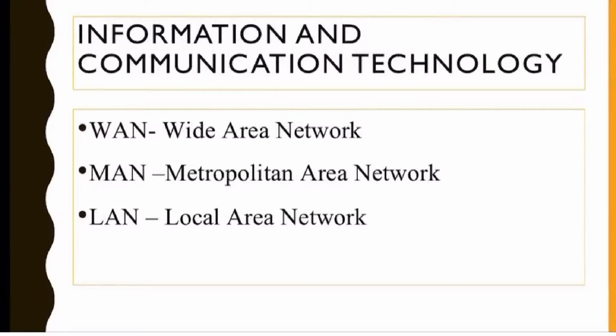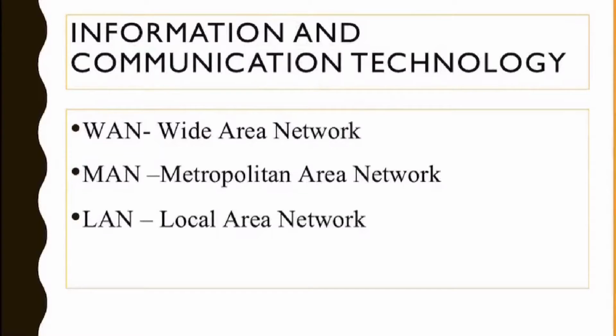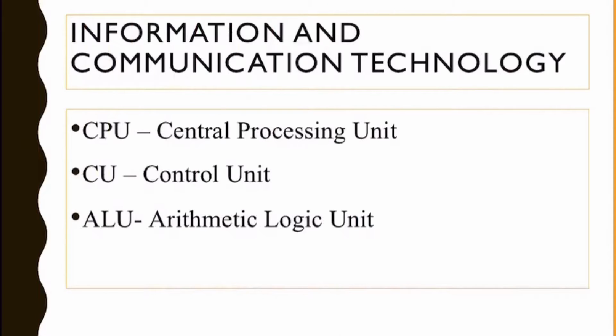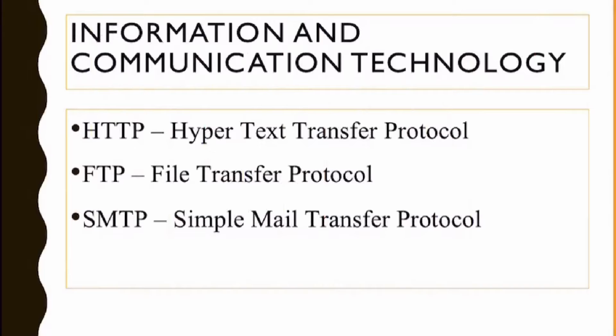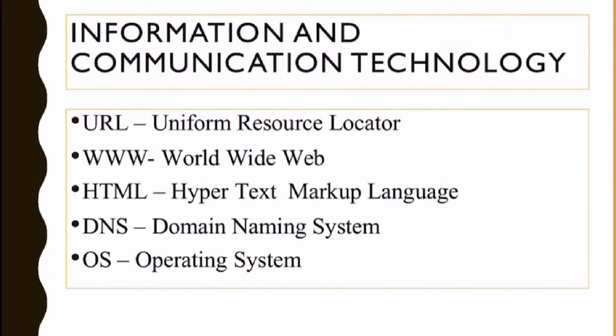Now we can start with the abbreviations. You can pause the video and make a note of it if you want to. So these are the acronyms for different types of computer network and for CPU and the constituents of CPU. Then these are related to file transfer, protocols that are related to file transfer. And then related to web page, website, domain and the URL.